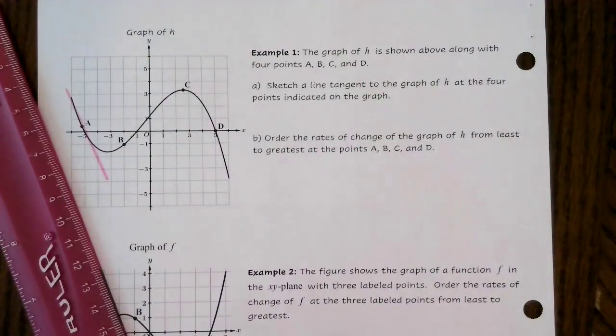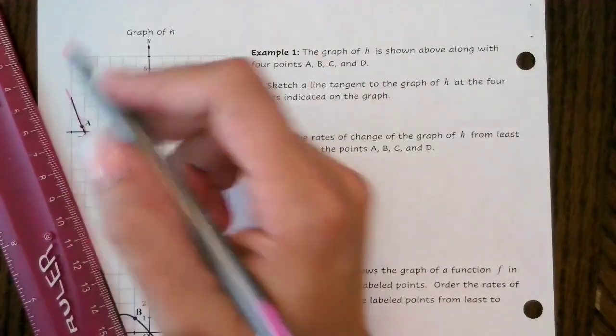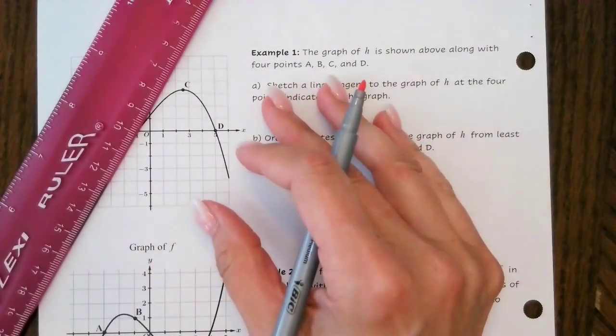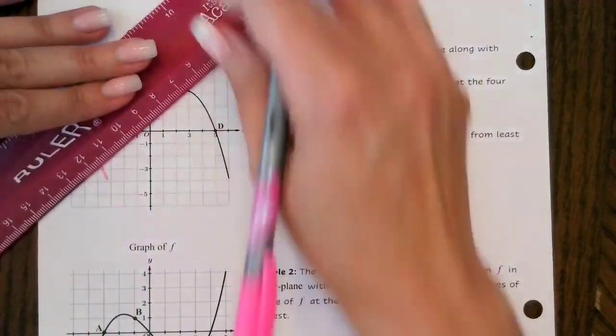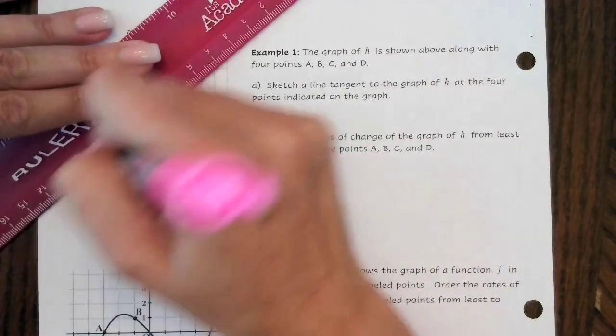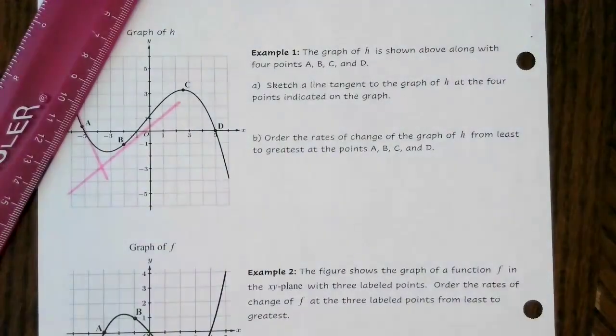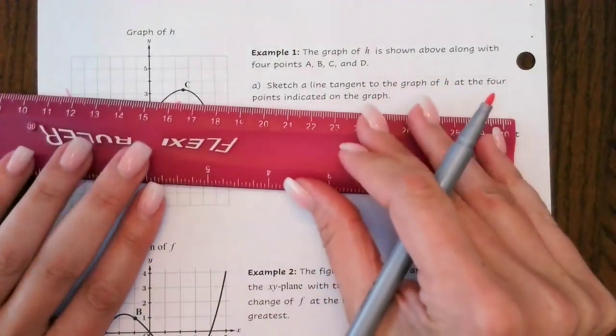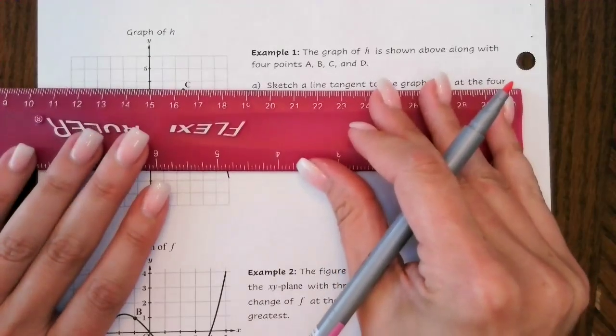Now my marker's a little thick here, so it looks like I touched, but we're just coloring that picture right there. For B, in order to go through that point, I would go over here. And so that looks like that. And then for C, we're up here.